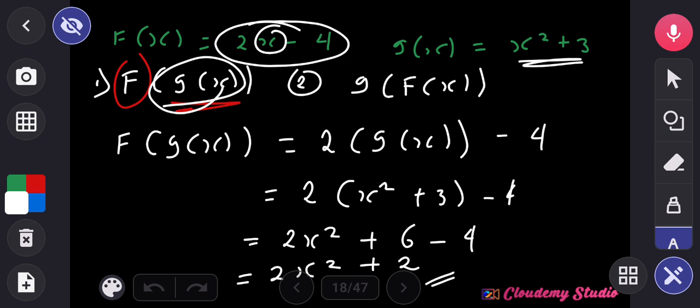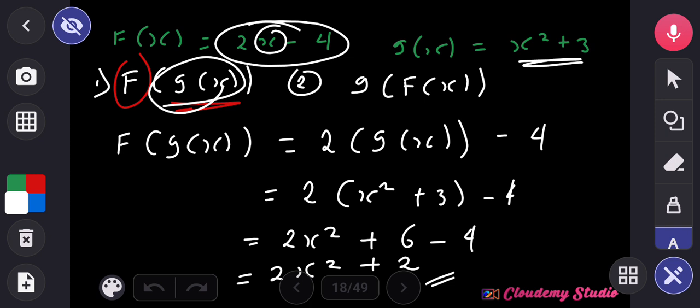If you now want, you can factorize 2 out, which means you can say the composite of f of x with g of x is now equal to 2 into bracket x squared plus 1. So that is what we have here, and that is for the first one.